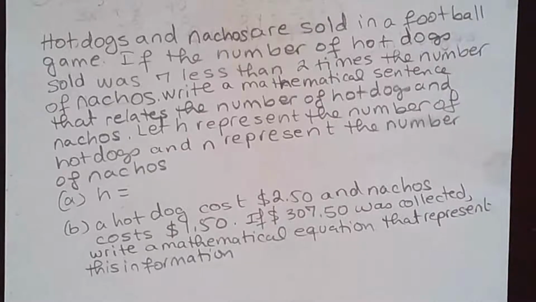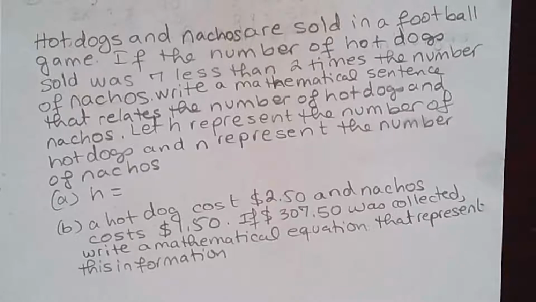Hot dogs and nachos are sold at a football game. If the number of hot dogs sold was 7 less than 2 times the number of nachos, write a mathematical sentence that relates the number of hot dogs and nachos. Let H represent the number of hot dogs and N represent the number of nachos.